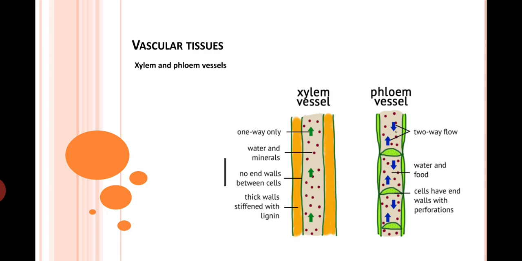As you can see, the arrows in the xylem vessel point up, which shows the movement of water only in one way, from the ground up to the leaf. And in the phloem vessel, we have the movement of assimilates or organic sugars in a two-way flow from the place where they are produced to the place where they are needed.